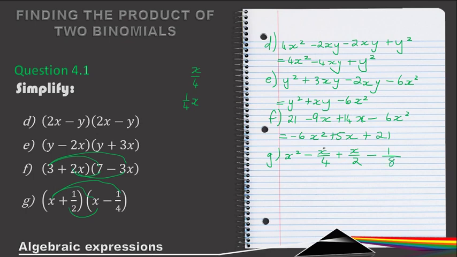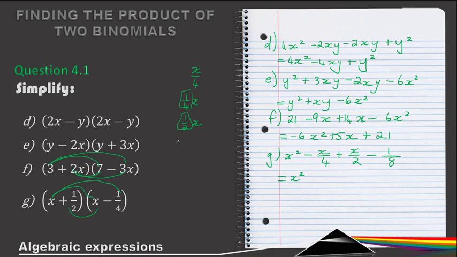Okay, so these two are like terms. It's easier actually to see if you write it as 1 over 2x. See, both of these are just the coefficients. So these are like terms because they both have just x as their variable. So we have x squared. Now, if I say minus 1 over 4 plus 1 over 2.